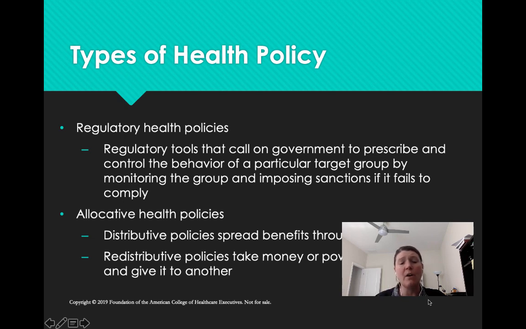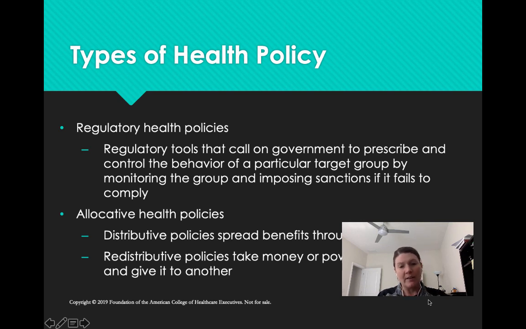There are also allocative health policies where it's about distributing benefits throughout society or redistributing money or power or whatever, so that there's more equality throughout society. So we're starting to see more of this now, where organizations are kind of shutting down some operations and moving them to other places. Unfortunately, a lot of times when that happens, that impacts that other area where the facility or organization was shut down.